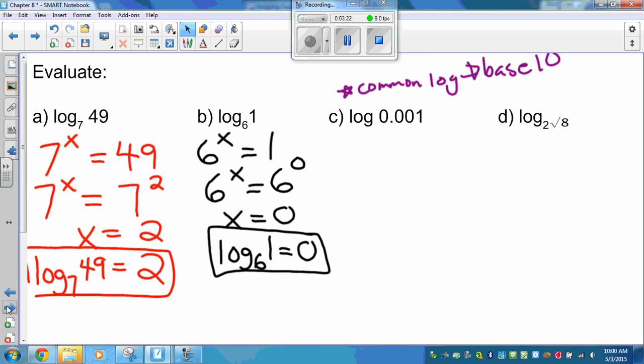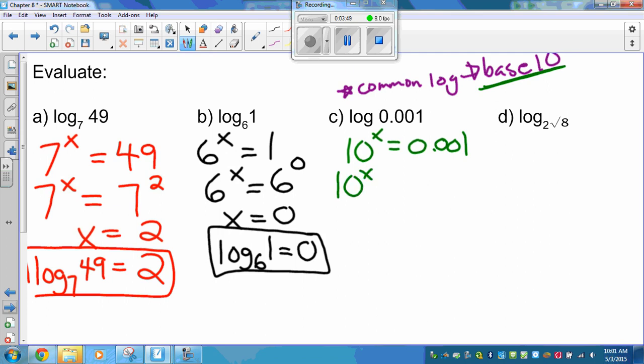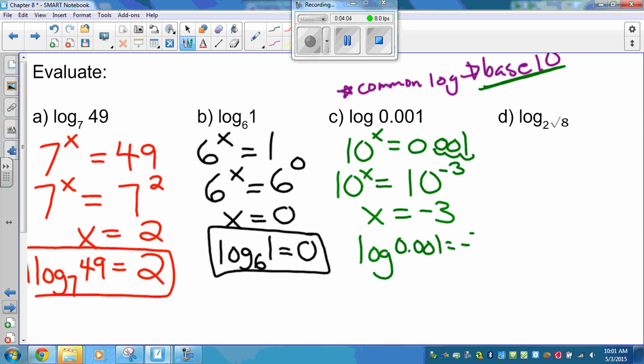Sometimes you'll see logarithms that don't have anything right here. And that means they're the common base, or they're base 10. This, in fact, is the button on your calculator a lot of times. It says log without a base. It's assumed that it's the common base, or base 10. So this is basically asking, is 10 to the power of what equals 0.001? Well, I need to write both sides as the power of 10. This is 10 to the negative 1, 2, 3. X is equal to negative 3. So the common log of 0.001 is negative 3.